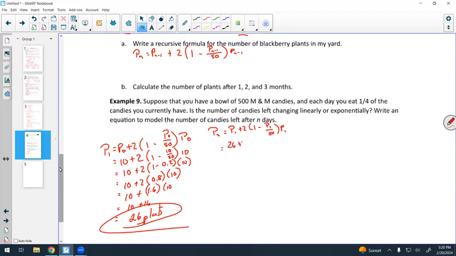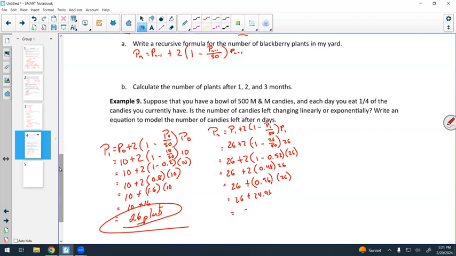P2 is going to be P1 plus 2 times (1 minus P1 over 50) times P1, which is 26 plus 2 times (1 minus 26 over 50) times 26. 26 plus 2 times (1 minus 0.52) times 26, 26 plus 2 times 0.48 times 26, 26 plus 0.96 times 26. 0.96 times 26 gives me 26 plus 24.96, or 50.96, which would be 51 plants.